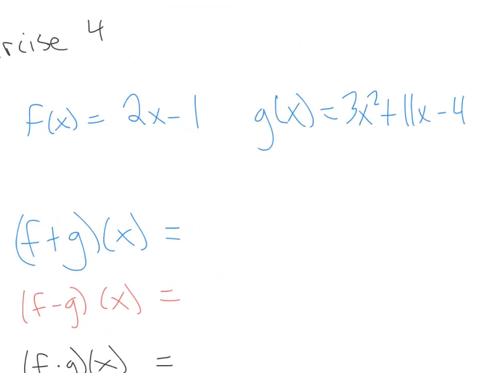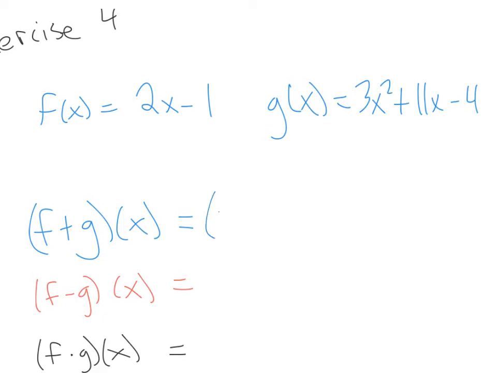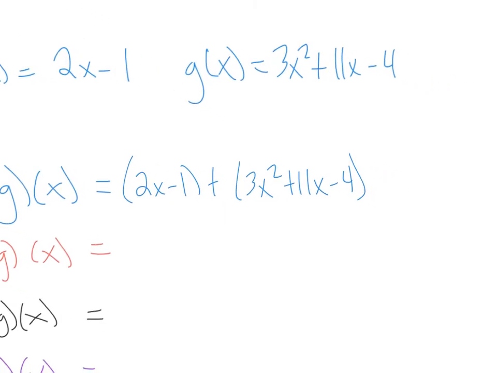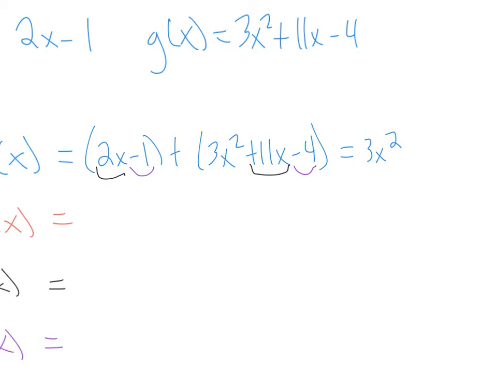Let's get started by first doing the addition. So I'm going to take 2x minus 1 plus 3x squared plus 11x minus 4. All we need to do here is combine like terms. So that would go with that, and that would go with that. My constants go with my constants. So this would come out to 3x squared, since I didn't have anybody to join with 3x squared, it stays by itself, plus 13x minus 5. Okay, let's go to the next one.